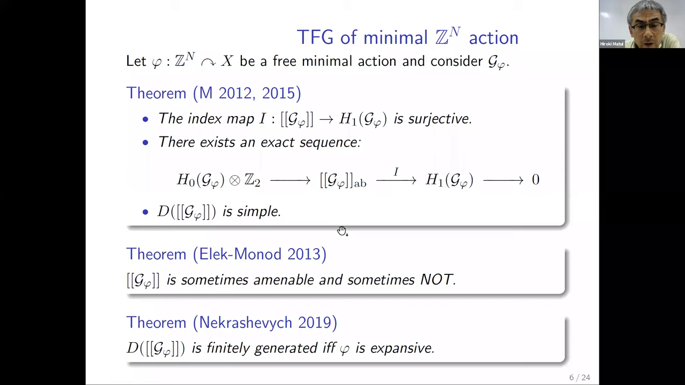Okay. And as for amenability, Eric Monod proved that the topological full group is sometimes non-amenable. And it's easy to find examples such that this is amenable, but it's sometimes not. And it seems that it's quite a difficult problem to determine when it is amenable or not. It contains an open end. And later, Nekrashevych proved that the commutator subgroup is finitely generated if and only if phi is expansive. It's exactly the same as for the action of the integers.